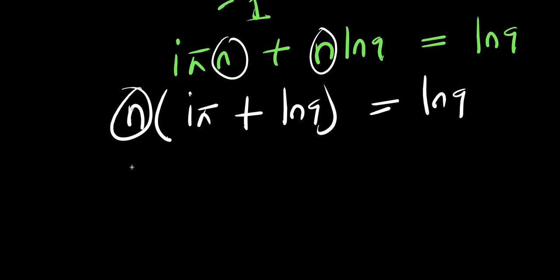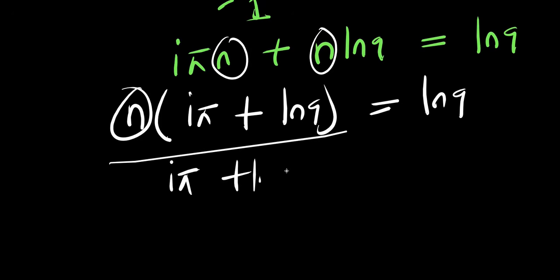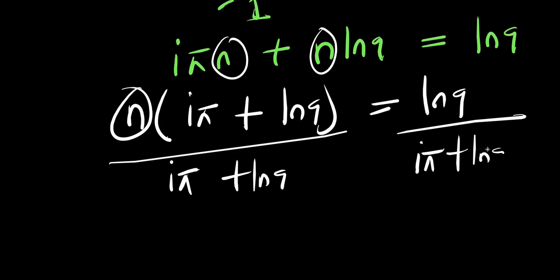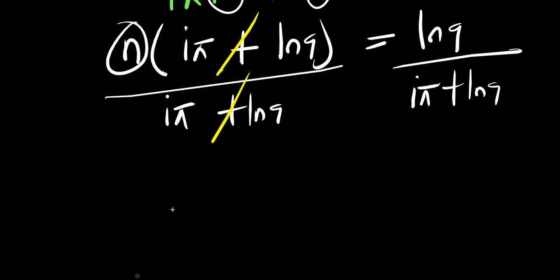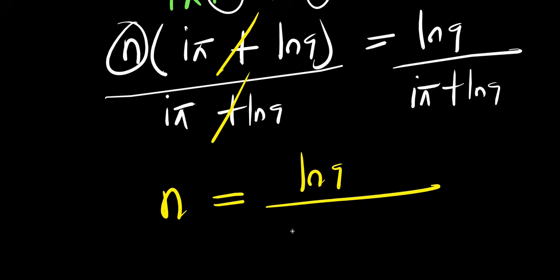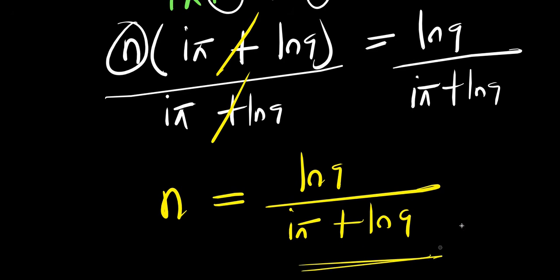So to isolate n here, I divide this by I times pi plus natural log of 9 and divide this by I times pi plus natural log of 9. So what happens here is that this cancels this. I simply have my n equals natural log of 10 divided by I times pi plus natural log of 9. So ladies and gentlemen, I have this as our solution here.